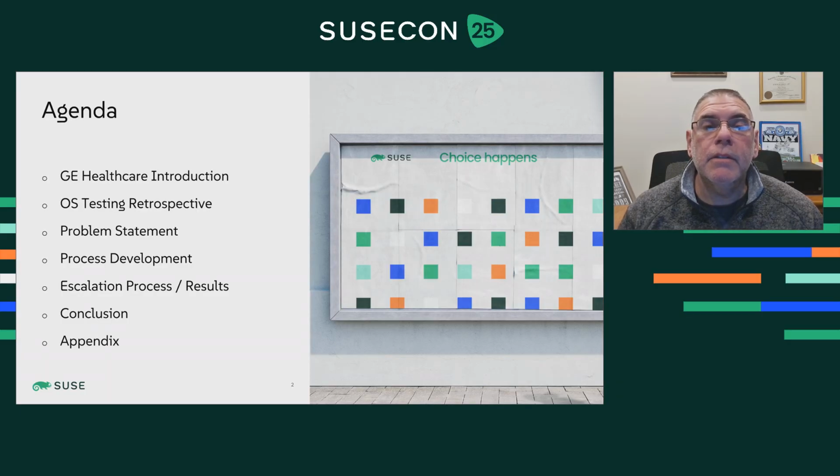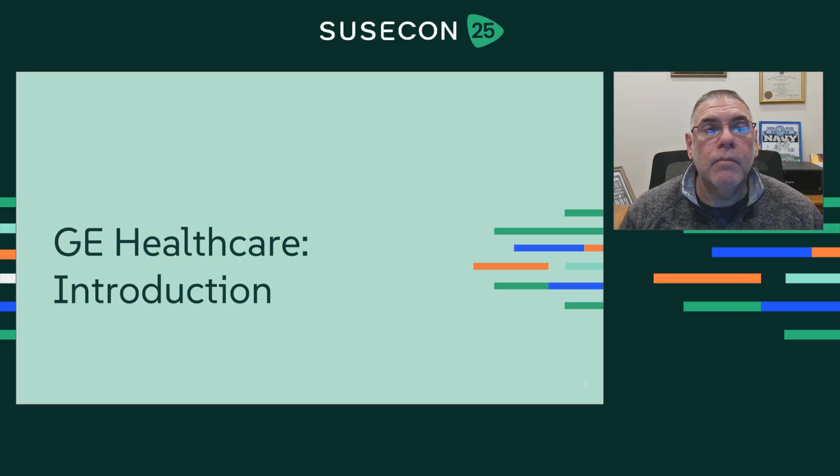Looking at the agenda, I will start with an introduction to GE HealthCare and the imaging business, a quick review of the history of operating system development and testing, and the CSS team's problem statement. Mamantha will then continue with presenting process development, escalations, and outcomes of performance baselining. Let's start with an overview of GE HealthCare.